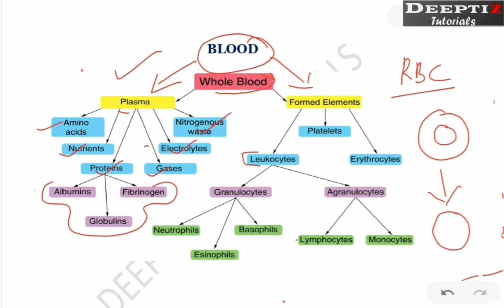Listen to the question carefully. When the RBC is formed, there is a well-defined nucleus. But as this cell grows, or when the RBC matures, what happens? It loses its nucleus. Now this is your homework. You have to find the answer. If you are not finding the answer, do let me know. I will tell you the answer.